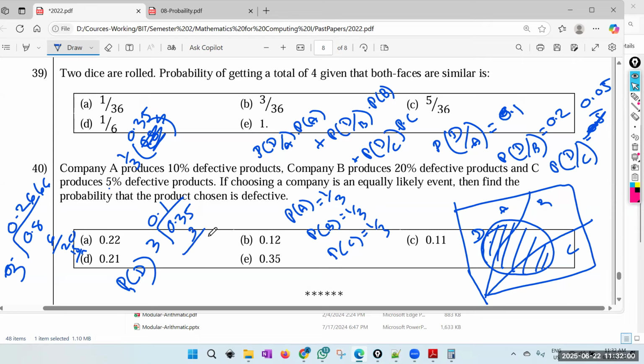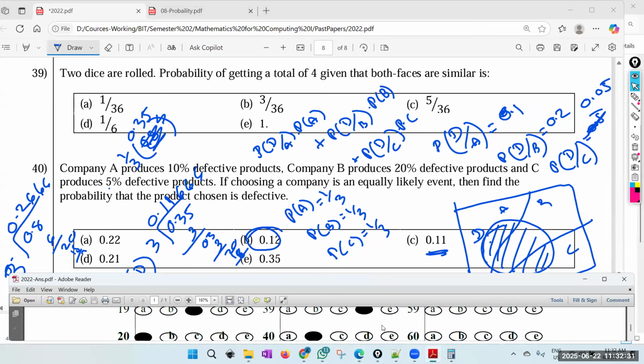That is 0.35 divided by 3, which gives 0.11666, so 0.12. Right? 0.11 is also there, but because this is closer to 0.12, I'll go for B. Yes, the answer is B. It's a total probability law question.